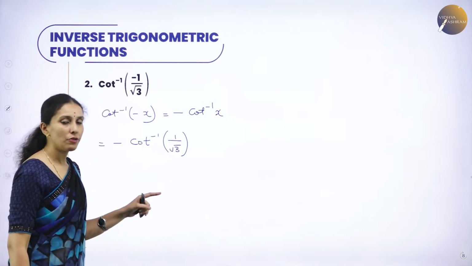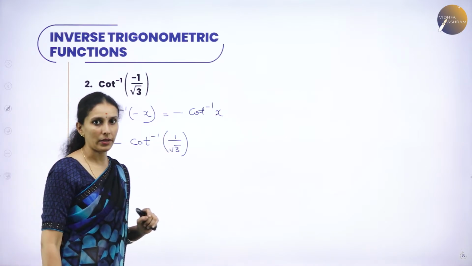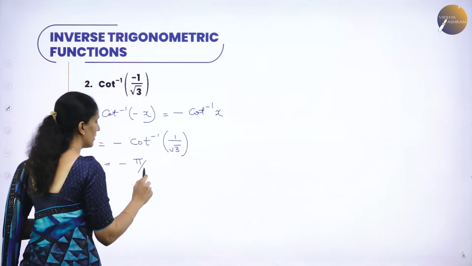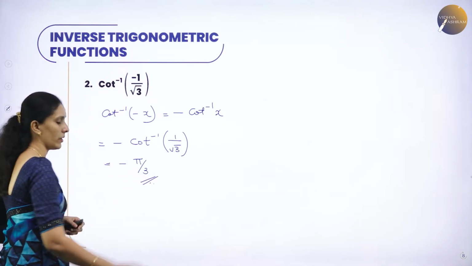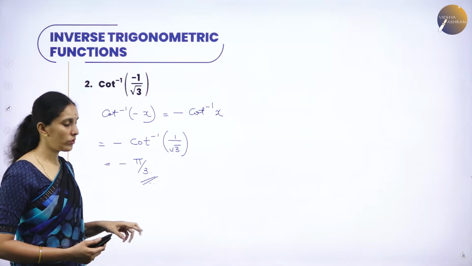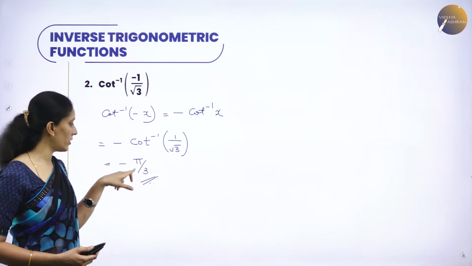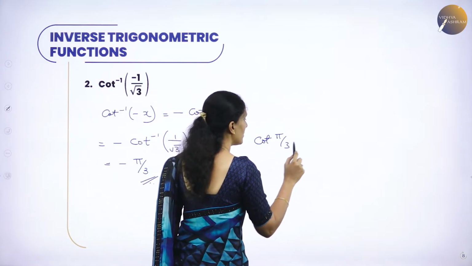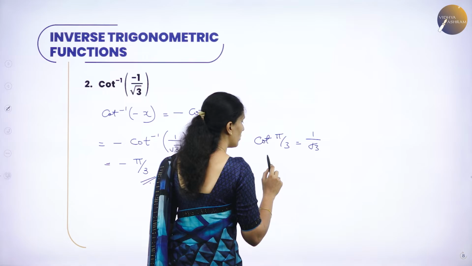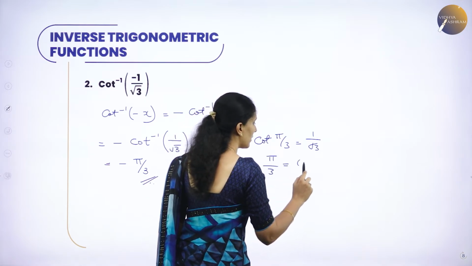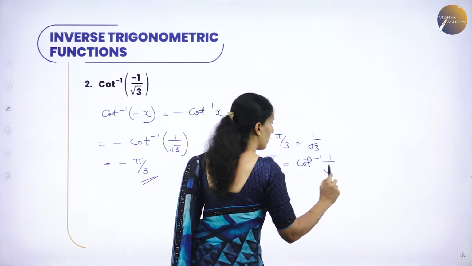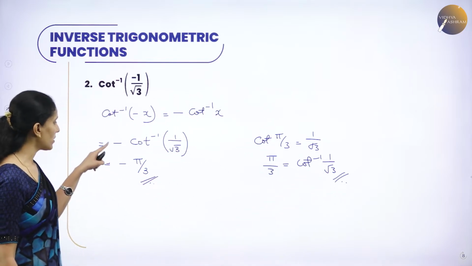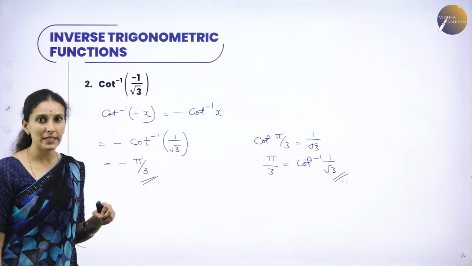So for what values of cot is it 1 by root 3? It is pi by 3, hence it is minus pi by 3. Cot pi by 3 is 1 by root 3. So therefore, cot inverse of 1 by root 3 is pi by 3. Outside we have negative, so hence it is minus pi by 3.